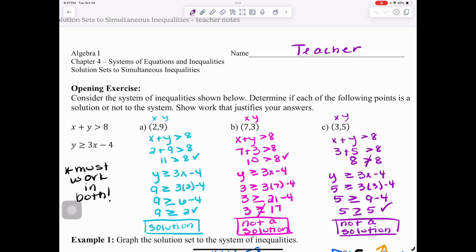In the second inequality, it does work because it says 5 is greater than or equal to 5, which is a true statement. But again, because it doesn't work in both inequalities, it is not a solution to your system of inequalities. So very similar to a system of equations, your answer has to work in both. Okay? So now let's move on and do an example.